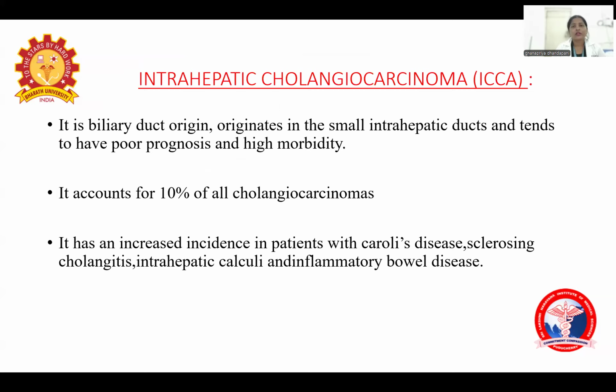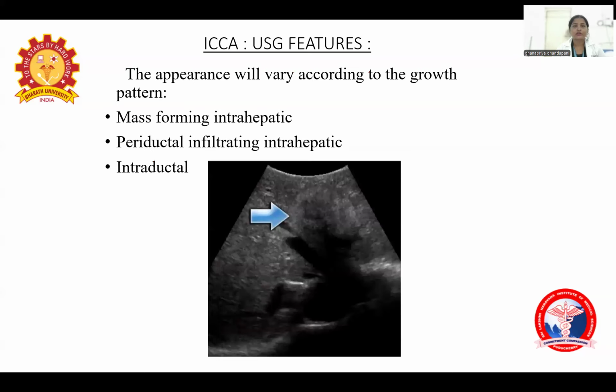Coming to the other cell of origin tumor, which is the intrahepatic cholangiocarcinoma, which occurs from the cholangial cells. So it is of biliary duct origin. It originates in the small hepatic ducts and tends to have a poor prognosis with high morbidity. It accounts for only 10% of all cholangiocarcinomas. It has an increased incidence in patients with Crohn's disease, sclerosing cholangitis, intrahepatic calculi, and inflammatory bowel disease.